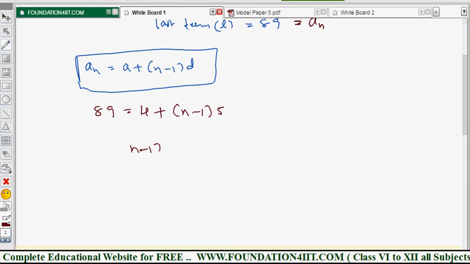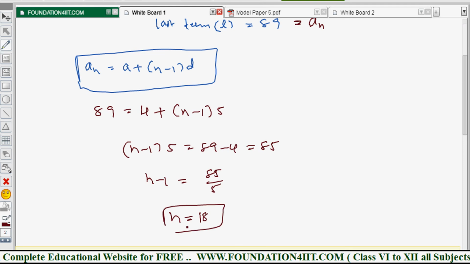Then n minus 1 into 5 is equal to 89 minus 4, so 85. Then n minus 1 is equal to 85 by 5, which is 17. So n is 17 plus 1, that is 18. n is equal to 18.